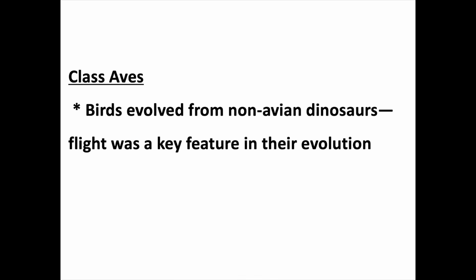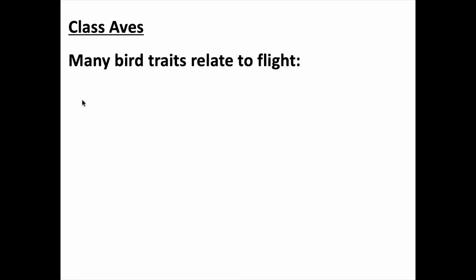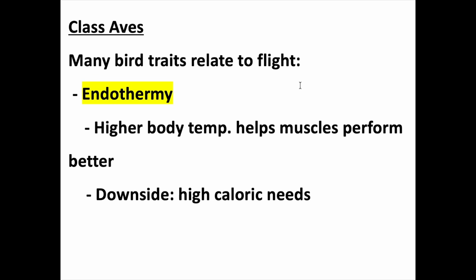So birds evolved from non-avian dinosaurs, and flight was a key feature in their evolution. Flight is such a big thing. A lot of bird traits relate one way or another to the ability to fly. So one of these is endothermy. Now, we've defined ectothermy, that was cold-bloodedness, so maybe you could guess what endothermy is, sometimes called warm-bloodedness. The key terms define this as an animal capable of maintaining a relatively constant internal body temperature.